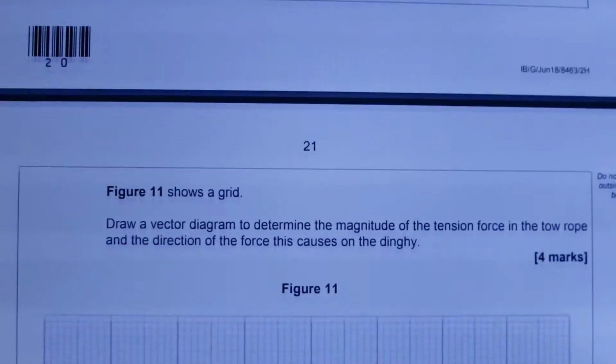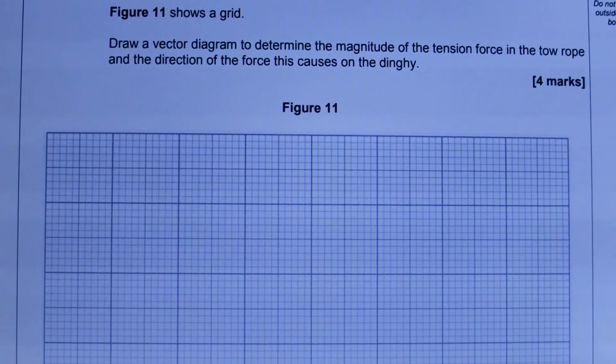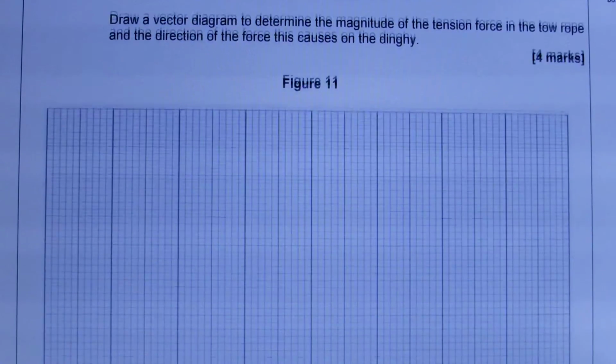150 forward, 50 up. Draw a vector diagram to determine the magnitude of the tension force in the tow rope and the direction of the force this causes on the dinghy. 4 marks. Right, what you would do is draw a line 150 something long and another 50 the same thing up, and then draw the other side of the triangle as the sum of those two vectors. Measure its length for the value of the tension and measure the angle for the direction.